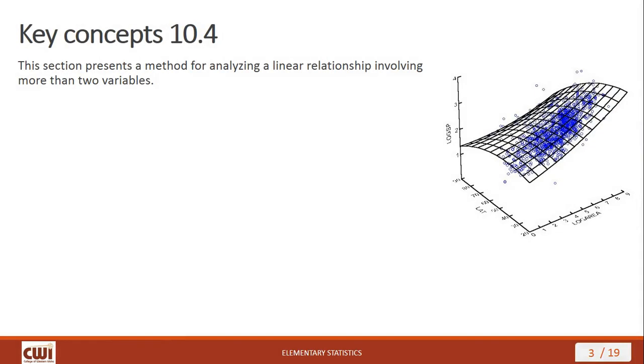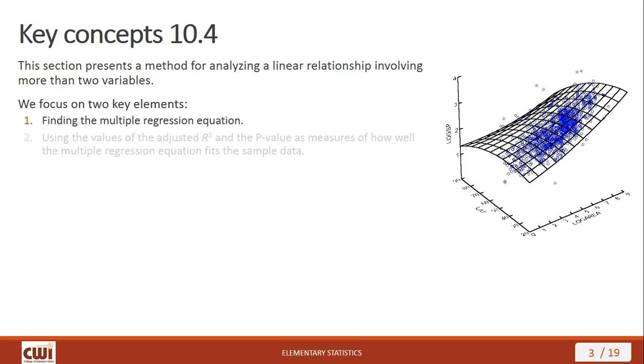So, as I mentioned, in this lecture, we're going to look at a method for analyzing the linear relationship involving more than just two variables. So more than your x and your y. We're going to focus on two key elements in this methodology. First, we're going to find the multiple regression equation, and then we're going to use values of adjusted r-squared and the p-value as measures of how well the multiple regression equation fits the sample data.